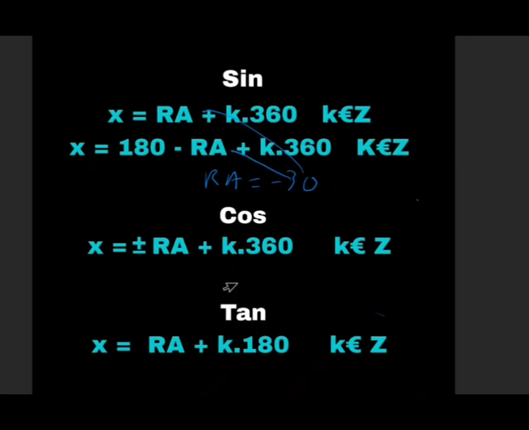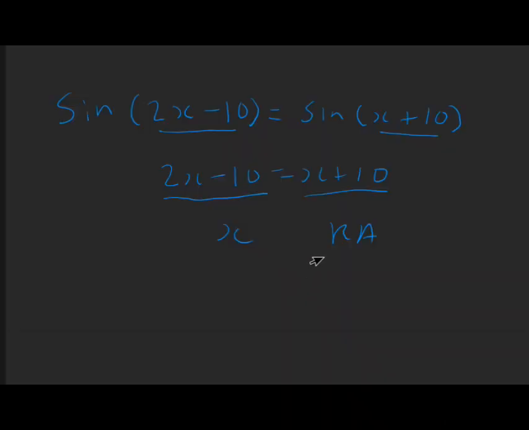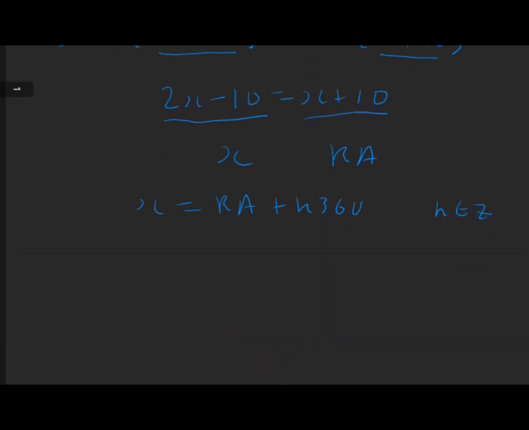So I would advise you to pause the video and memorize these formulas, right? And we're going to use them in the following questions. So with sine, the formula is reference angle plus k360, and we know that k is an element of integers. The other formula is 180 minus reference angle plus k360, and k is an element of integers.